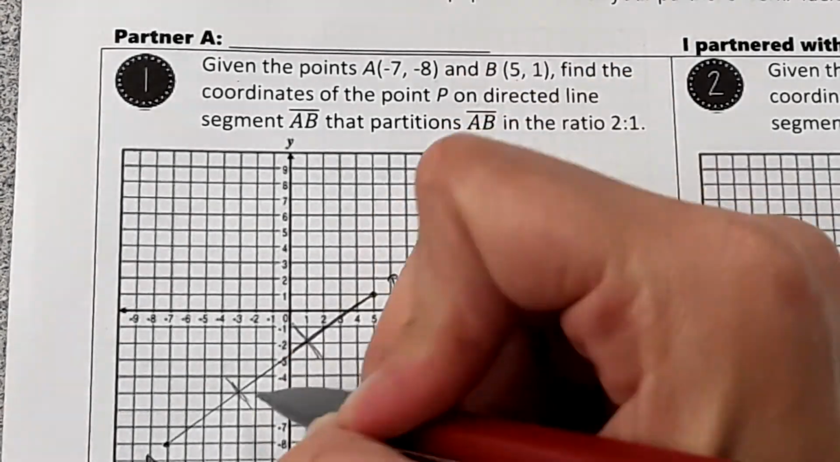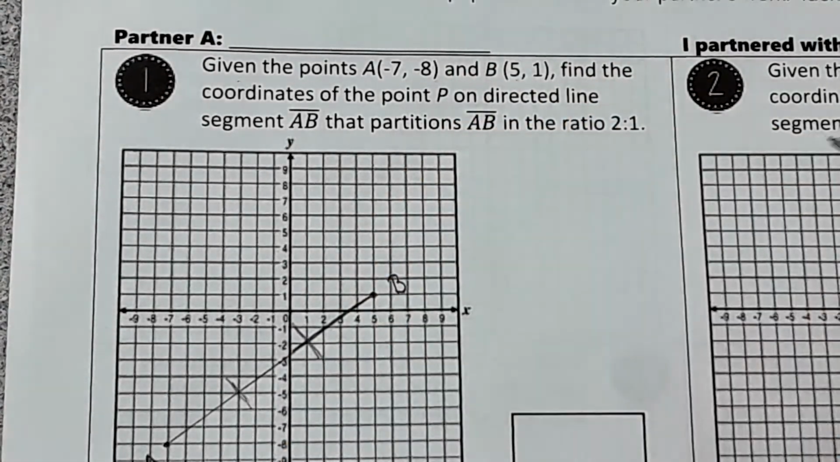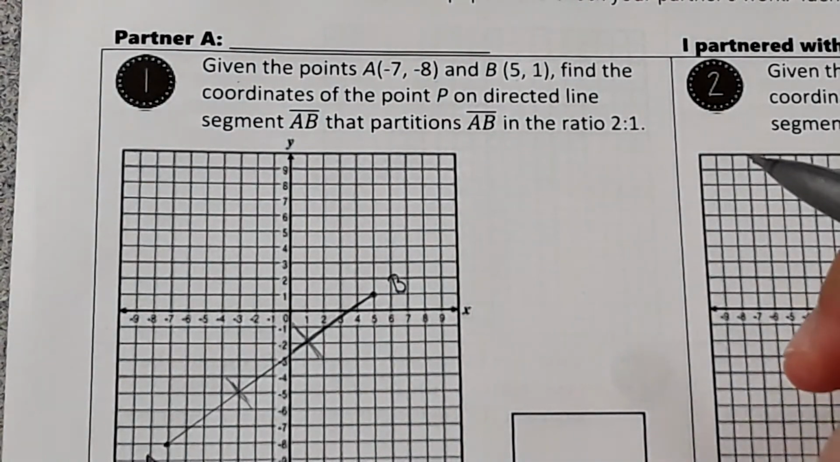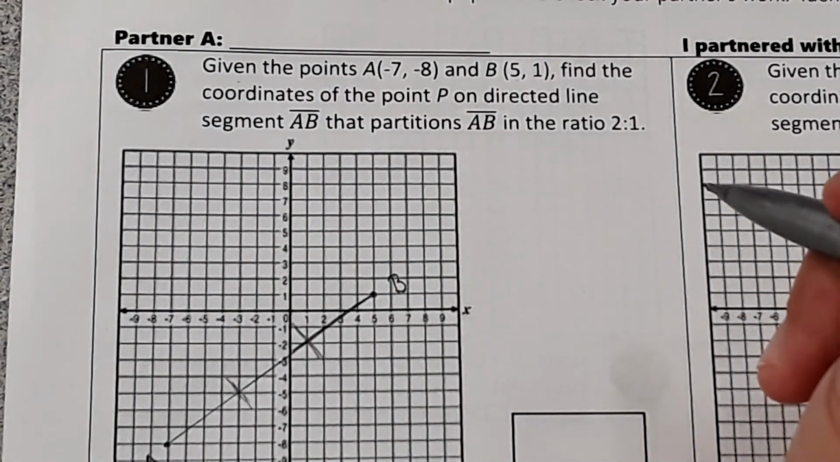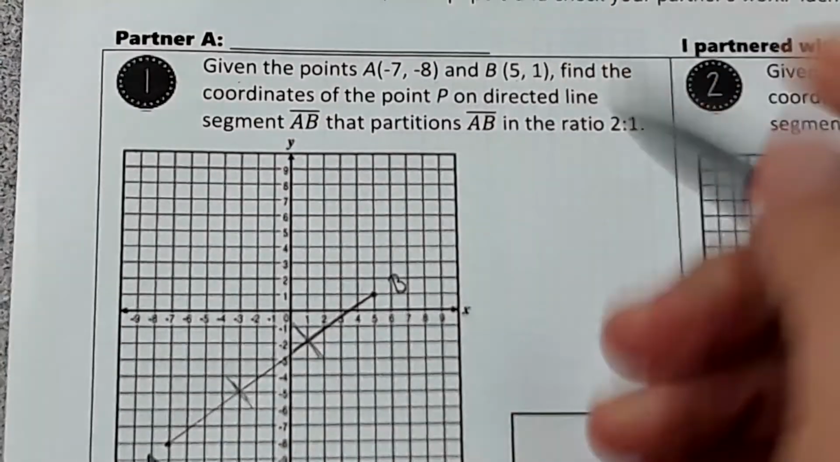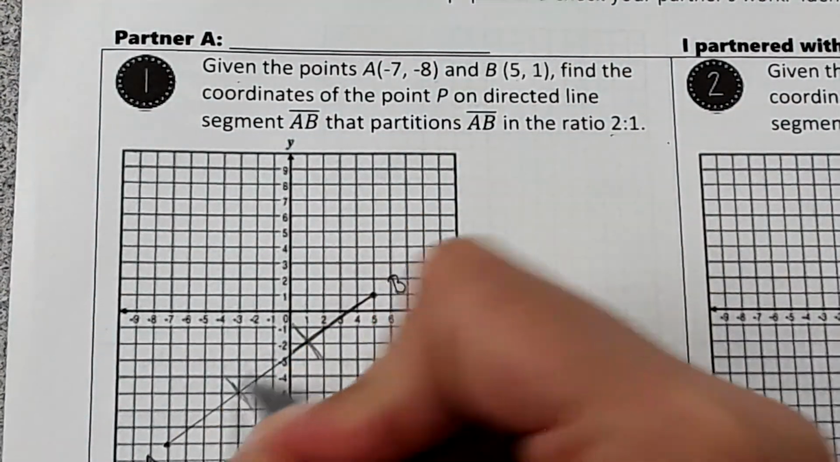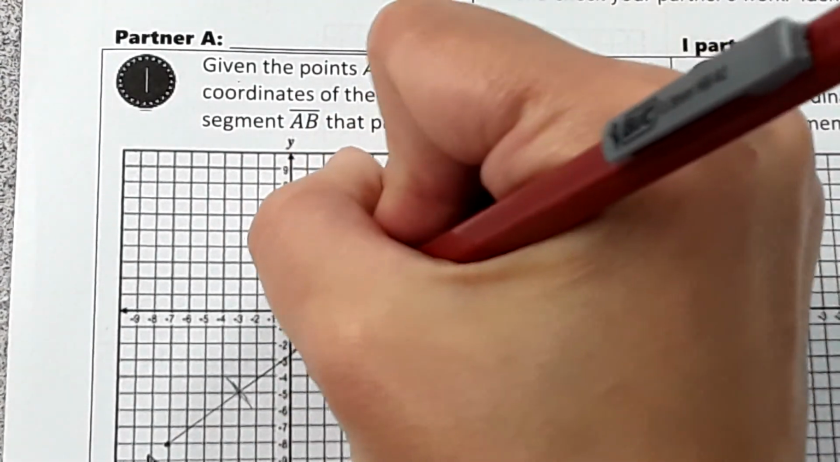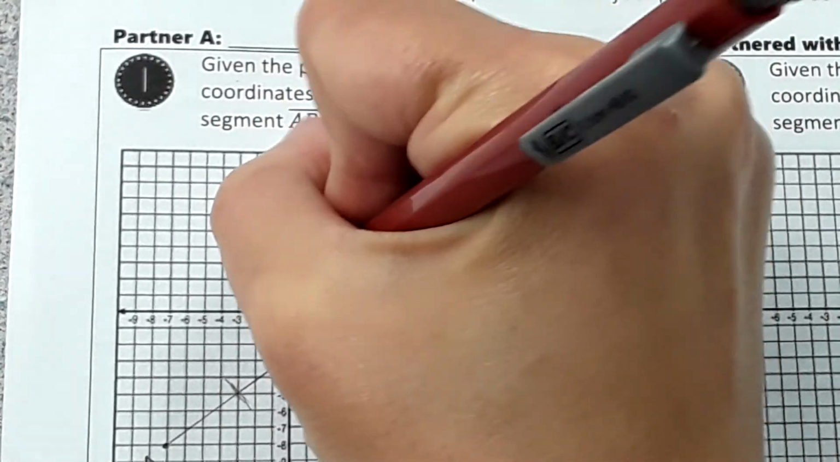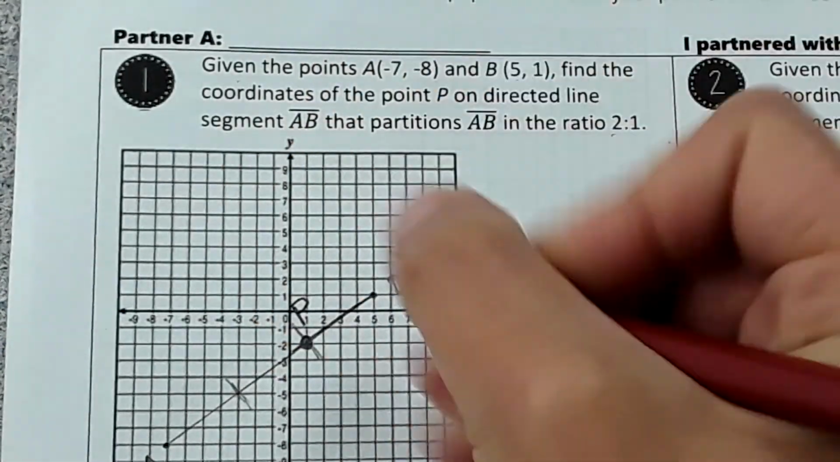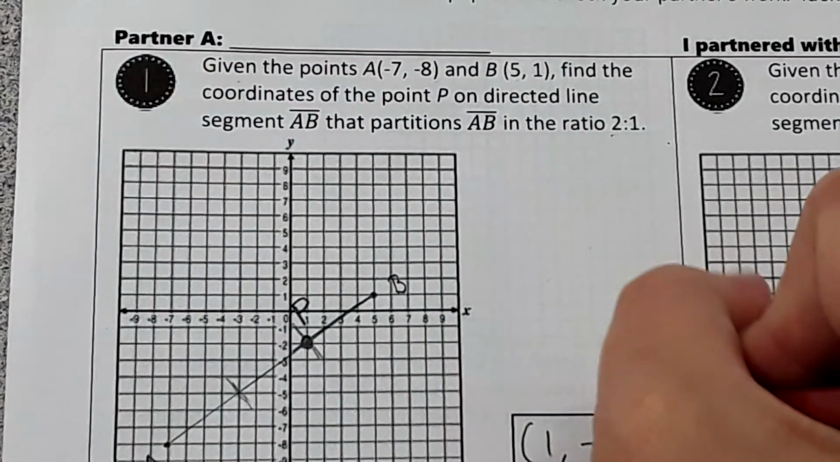So I can see where those intersect, and I'm breaking it up into 3 equal parts. If your line's really precise, you can do it this way. Then it's 2 to 1. So from A, 2 parts right here, and this would be my point P, and that's at 1, -2.